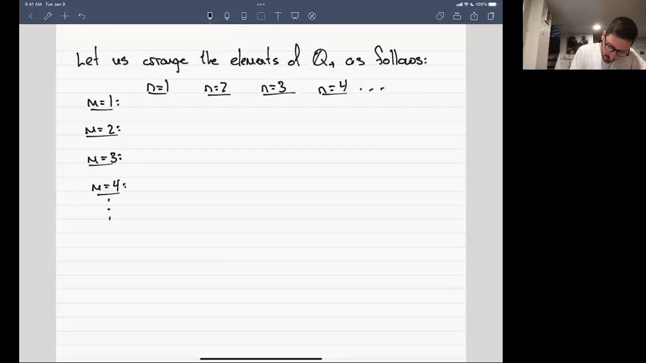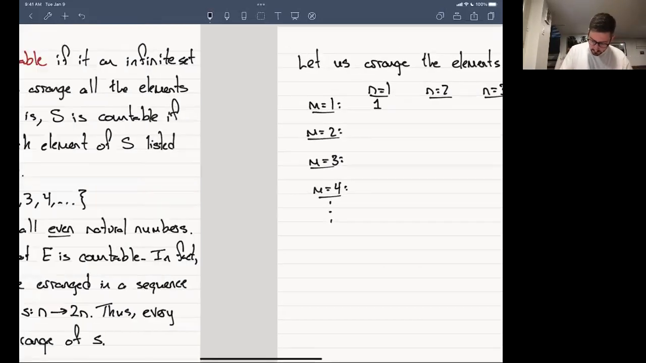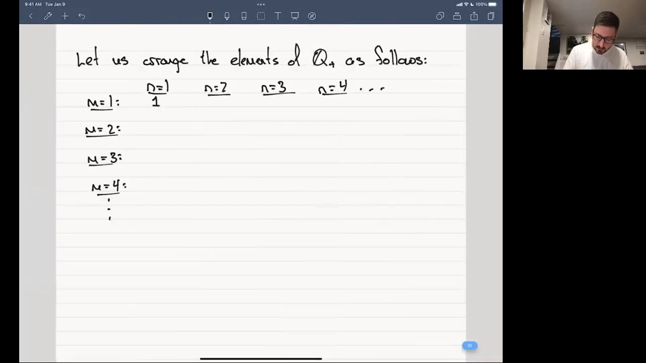Well, this becomes 1/1, which is just 1. I'm not going to write it as 1/1. This becomes, do we put n or m on the top? Yeah, n is on the top, so this becomes 2. This becomes 3, 4. So in the first row, I've listed every single natural number.